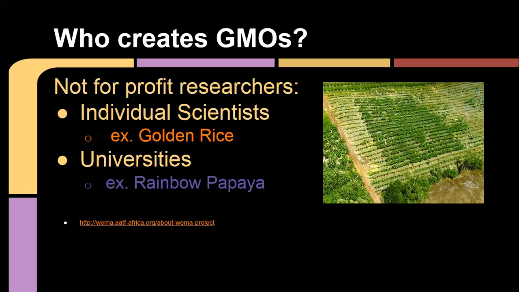As you can see in this picture, the center plants are flourishing. Those are the new species, while the unengineered plants are suffering from the virus around it.